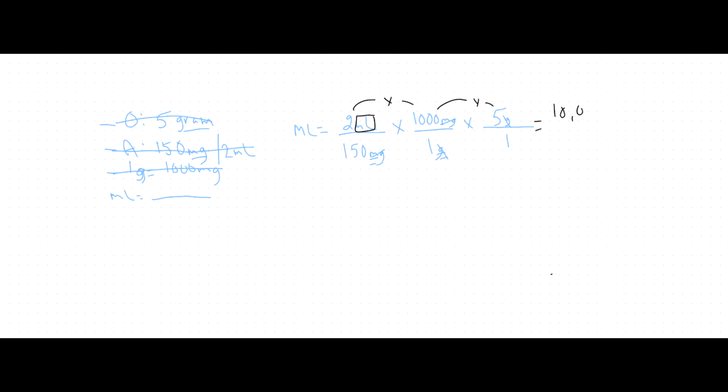And then my 150 times 1 is 150. All right. And remember, we said this line means what? Division. Our 10,000 divided by 150 is going to give us 66.66 repeating.